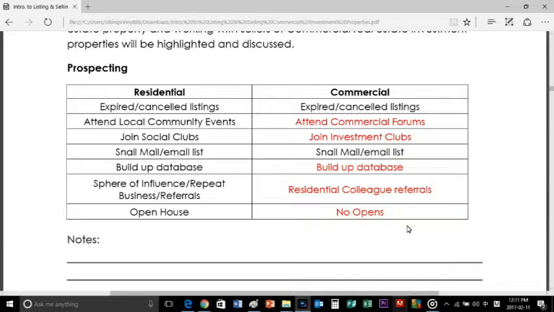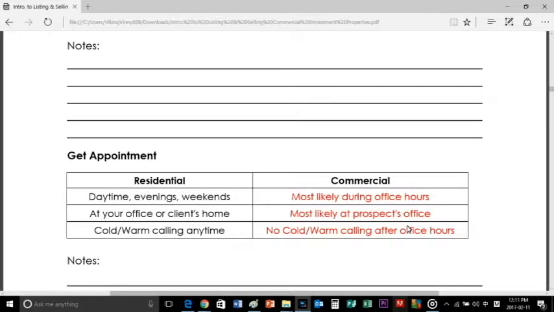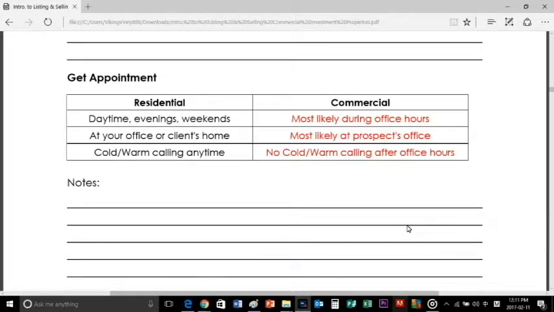Residential says sphere of influence, repeat business and referrals. Commercial says residential colleague referrals. Residential has open houses. Commercial, no opens. Get appointment. Residential says daytime, evenings, weekends. And commercial says most likely during Monday to Friday, 9 to 5 office hours.